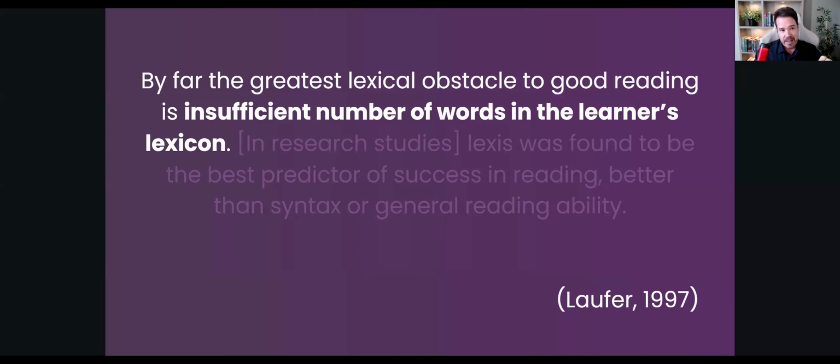The problem is, she says that by far the greatest lexical obstacle to good reading is an insufficient number of words in the learner's lexicon. Now, think about the implications of this. We're always doing pretty much the same thing, right? Pre-reading stage, while-reading stage, post-reading stage. In the pre-reading stage, we try to activate previous knowledge, schemata, so all the things you know. But if they don't have enough vocabulary to understand the text, they're really going to struggle with it. Why? Because one of the things we're going to see later today is that students are very bad at guessing words from context.